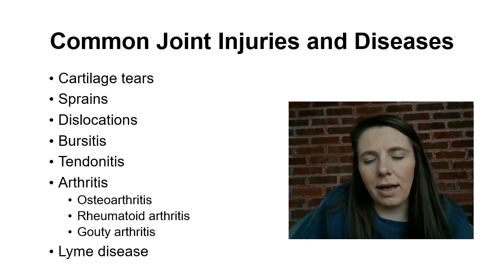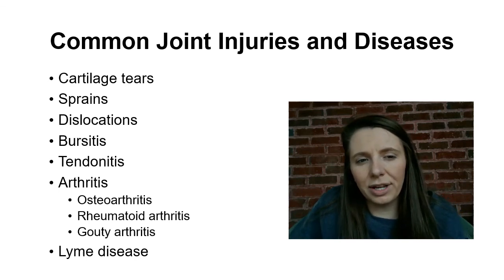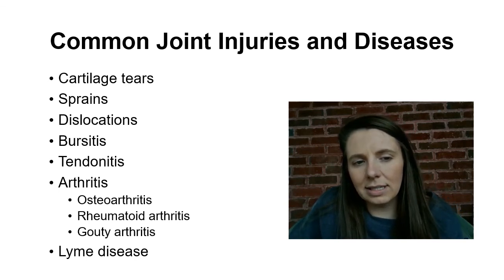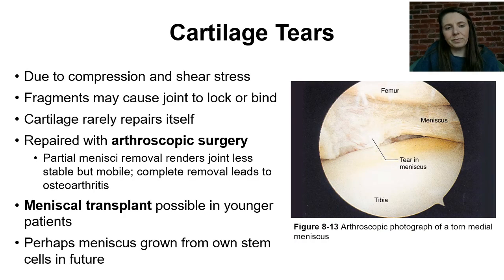Some of them that we're going to talk about are cartilage tears, sprains, dislocations, bursitis, tendonitis, arthritis, and Lyme disease. Cartilage tears are usually due to compression and shear stress, which is like a twisting kind of stress. Sometimes a fragment of the menisci might create a little flap that will cause the joint to lock in place.